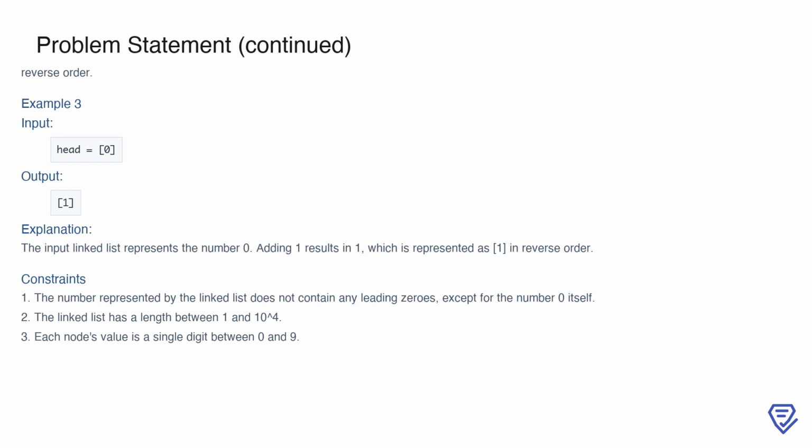First, the number represented by the linked list will not have leading zeros, except for the special case of the number 0 itself. The length of the linked list can range from 1 to 10,000 nodes, so your solution needs to handle very large lists efficiently. Additionally, each node's value will always be a single digit between 0 and 9.